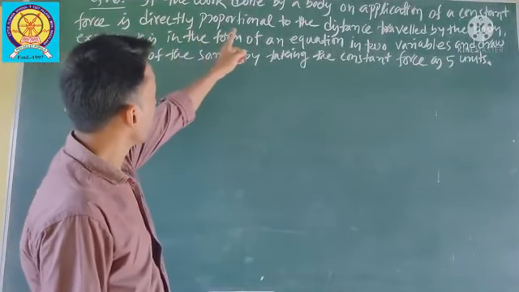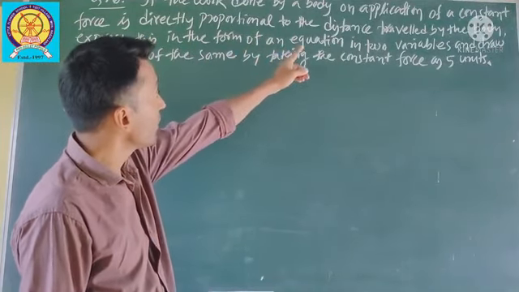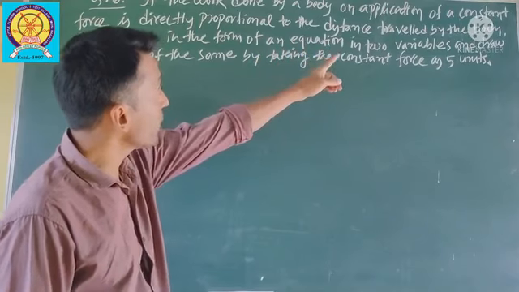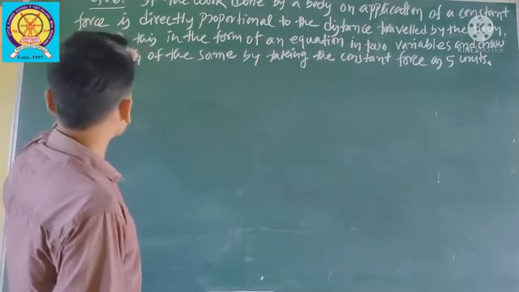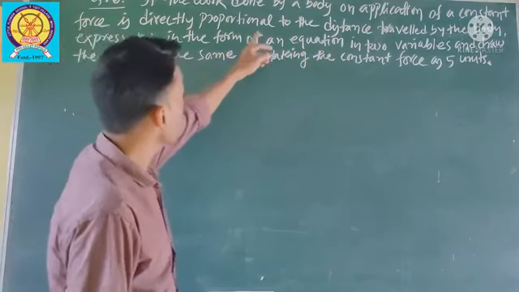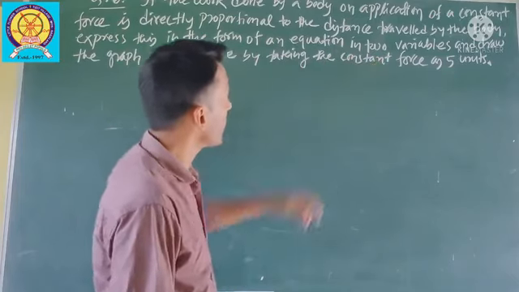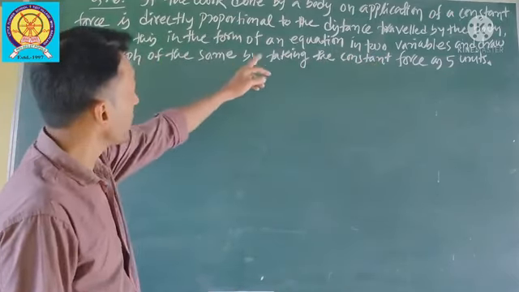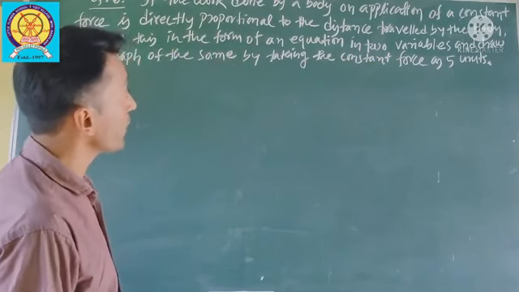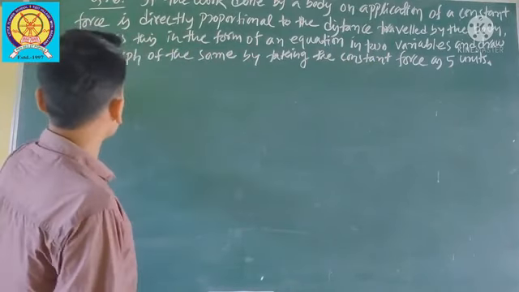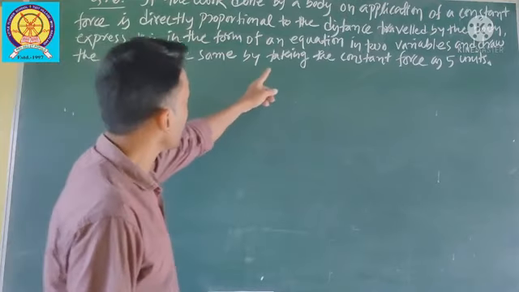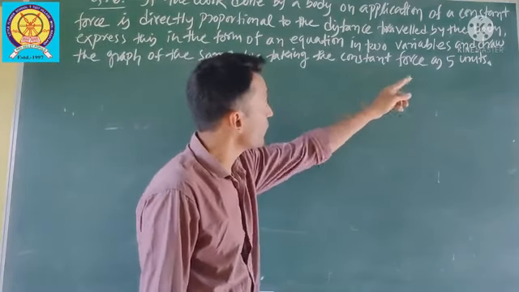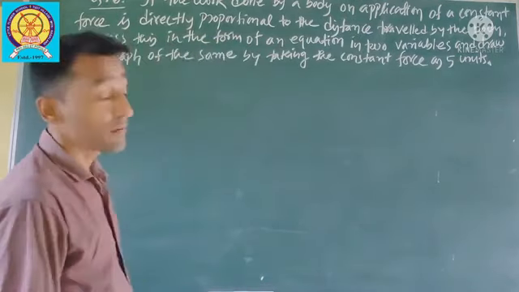If the work done by a body on application of a constant force is directly proportional to the distance traveled by the body, express this in the form of an equation in 2 variables and draw the graph of the same by taking the constant force as 5 units.